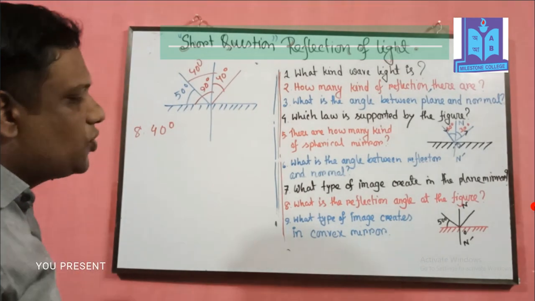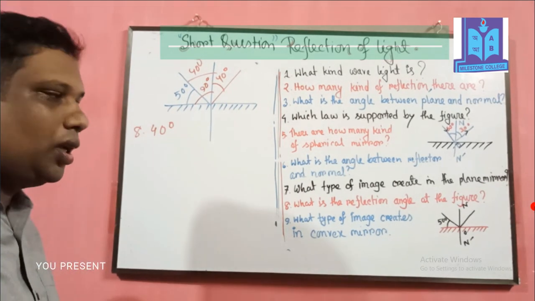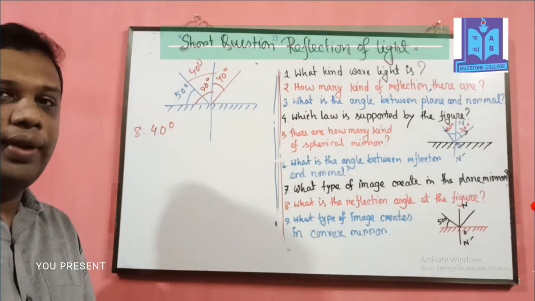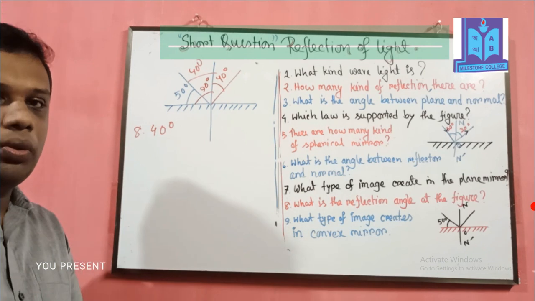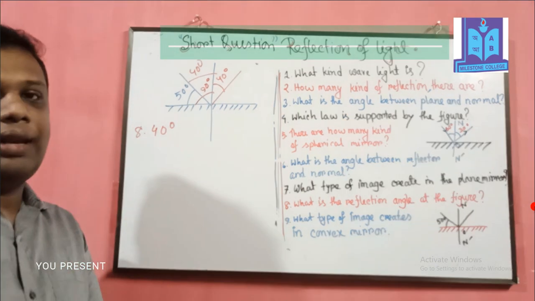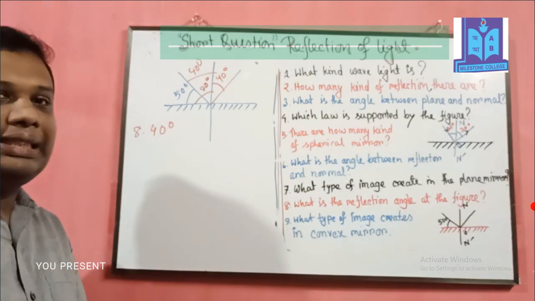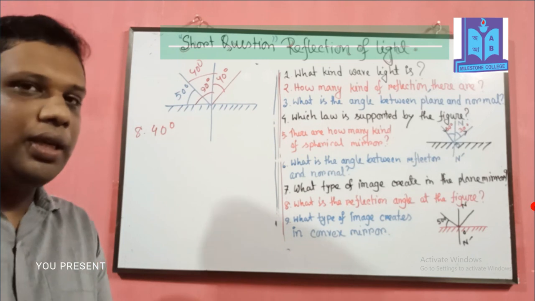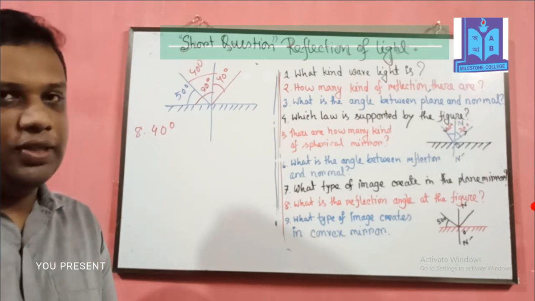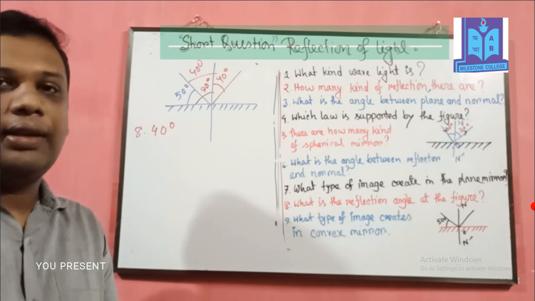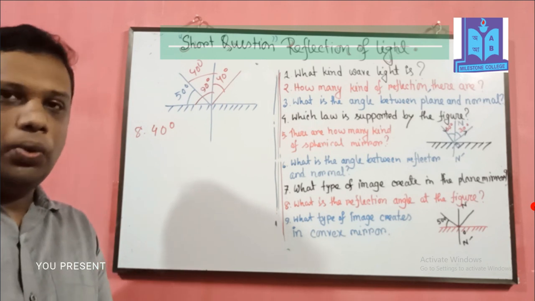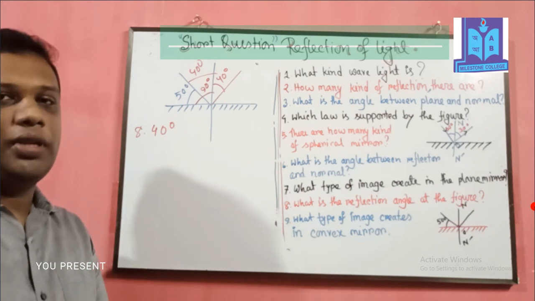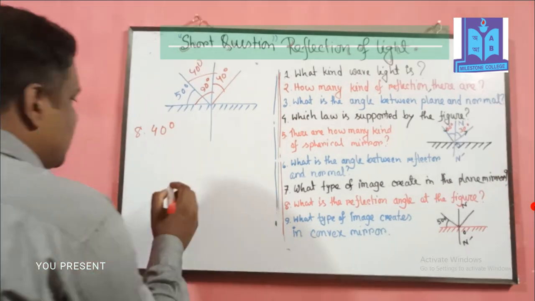Now, what type of image is created in the convex mirror? Dear students, we all know that we have two types of image: real and virtual. In the convex mirror, the light rays do not directly meet at a certain point, so the result will be a virtual image. We have to extend the rays and then the light rays meet at a certain point. So in that case, the image created is a virtual image. We can draw the image.